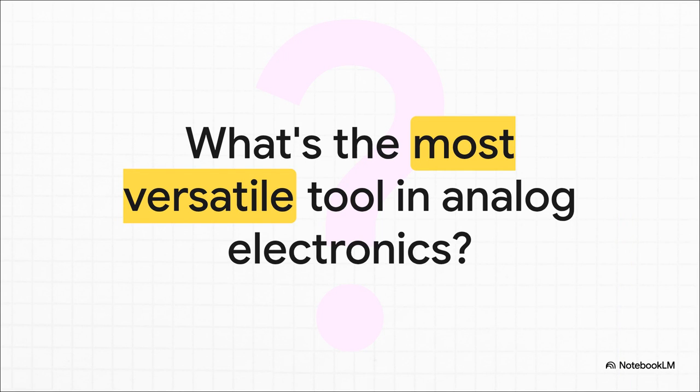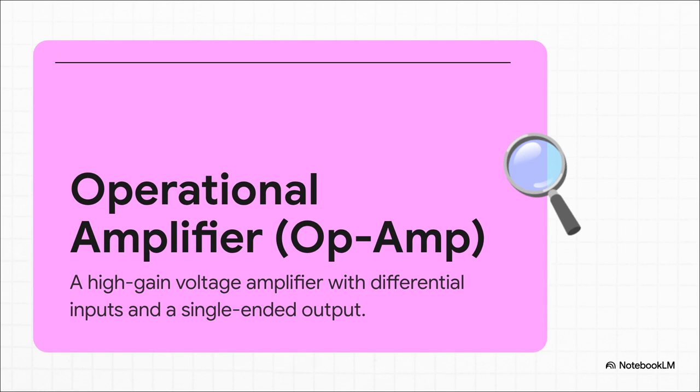All right, let me start by asking you a question. If you could only have one tool, just one single building block, to do pretty much anything you wanted with an analog signal, what would you pick? Well, the answer is this little powerhouse right here, the operational amplifier, or as everyone calls it, the op-amp. At its core, it's a high-gain amplifier, but it's so much more than that. It is the absolute foundation for countless analog circuits. You could say it's the hero of our story today.